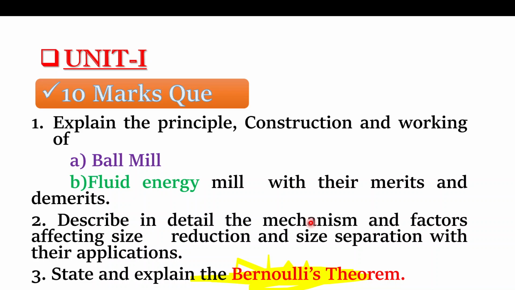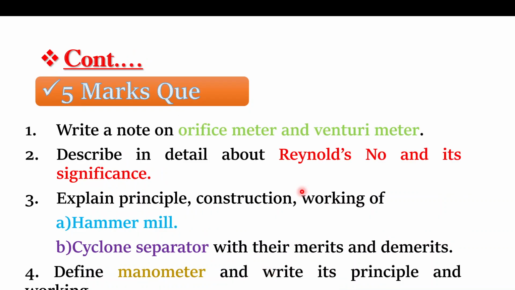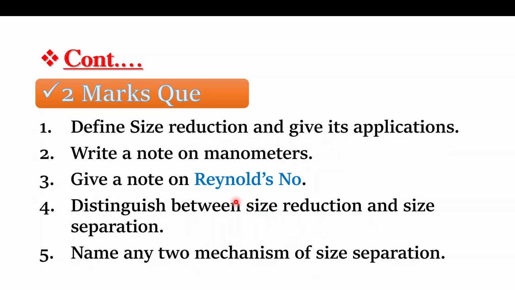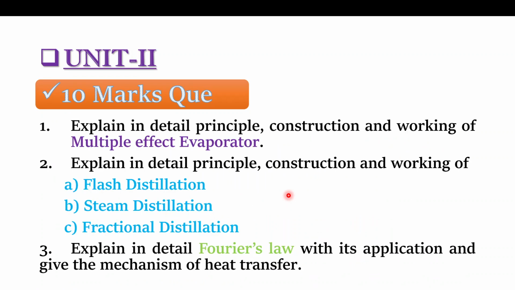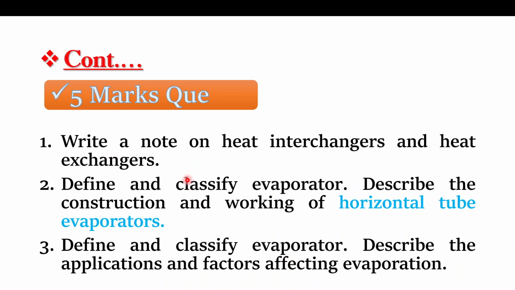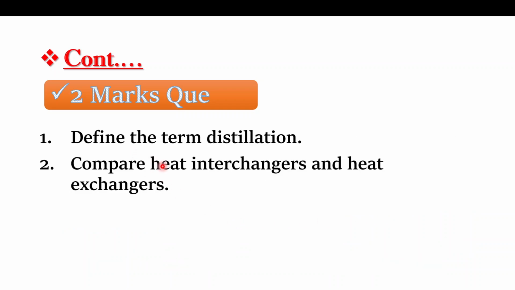So let's revise all the questions. In unit number 1, I already told you, that is ball mill and Bernoulli's theorem. Then the 5 mark question is Reynolds number or Venturi meter and manometer. Okay, 3 questions are there. Then Reynolds number is also for 2 marks. Then in unit 2, the multiple effect evaporator, flash distillation and Freundlich's law. Then the 5 mark question, horizontal tube evaporator. The 2 mark questions are easy.